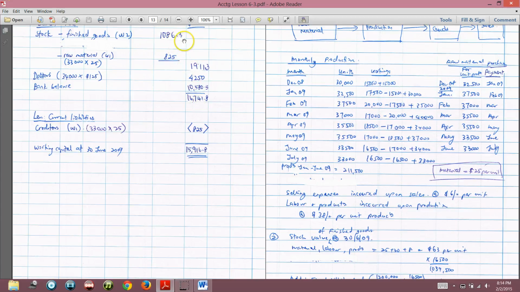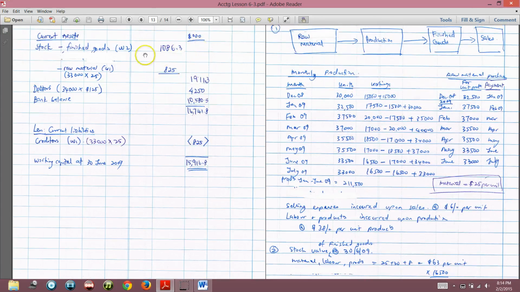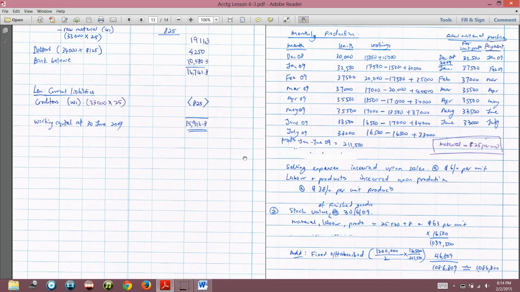So 1086.3, because this figure is in thousands. So I have explained how I get all the figures already. Stock, finished goods, stock, raw materials will be equal to so much. Then debtors, bank balance, and then this is the current liability, creditors. So this is how I get my working capital figure.